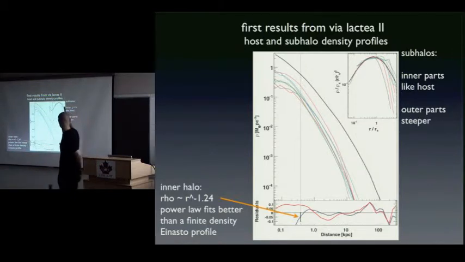And the subhalos, of course, are not that well resolved, but so far, if we rescale them to the scale radius r_s, they seem to be similar in the inner part with roughly the same amount of scatter, similar to the host halo. And they're, of course, modified by tidal interactions in the outer part, which makes them a bit steeper.